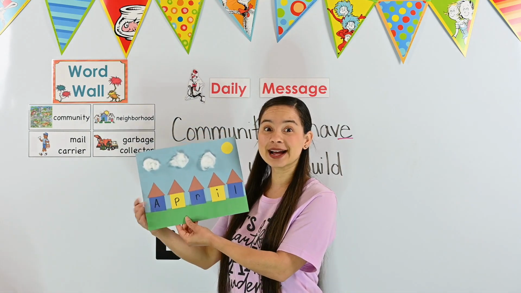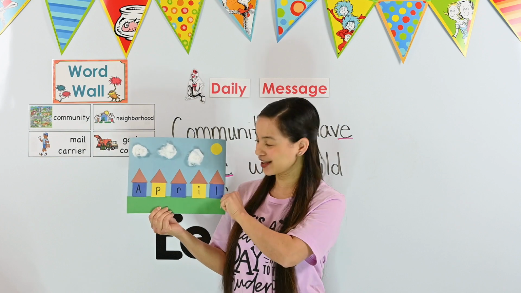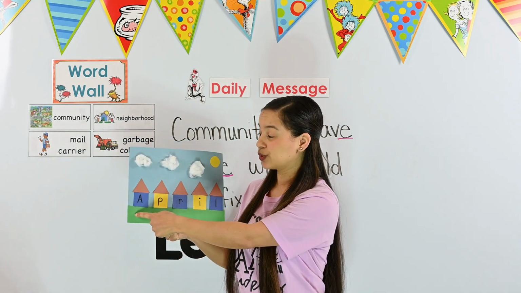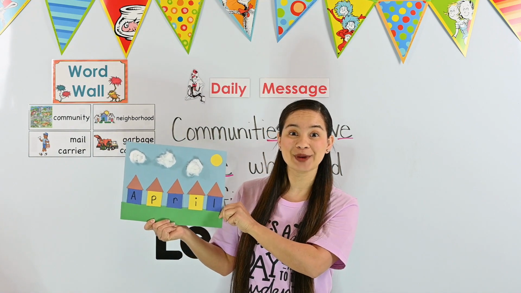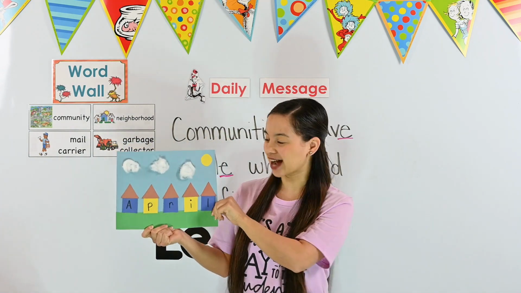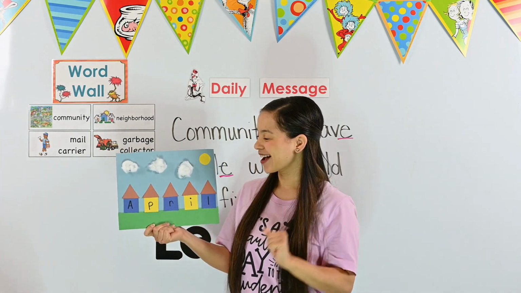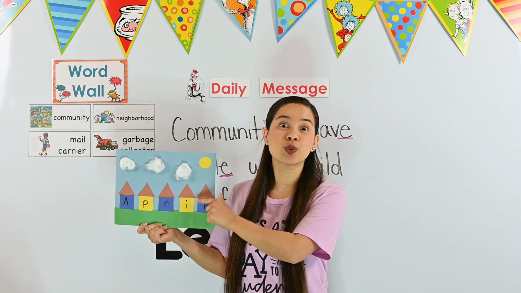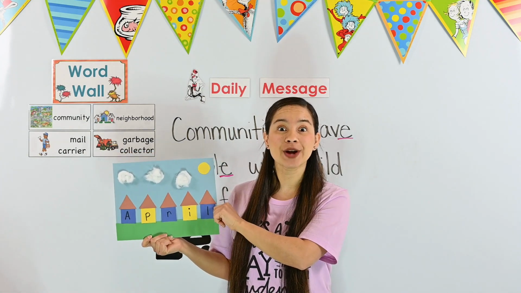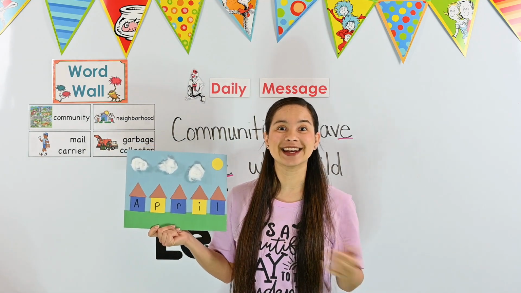Here is my neighborhood. I have my sky. We used different shapes to build the neighborhood. We used a long green rectangle for the grass, a big blue rectangle for the sky. I built 5 houses. Each house is a square, and the roof of the house is a triangle. We also used a circle to make a sun in the sky.